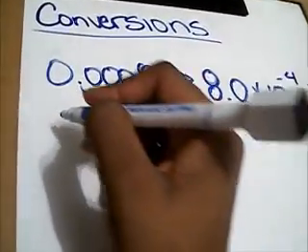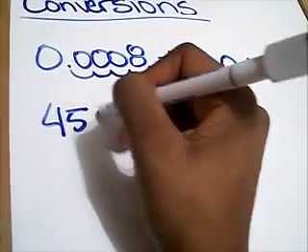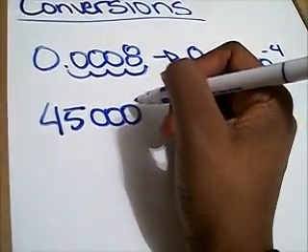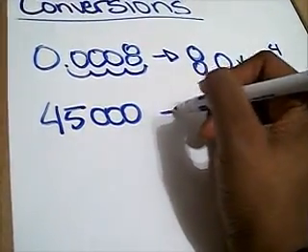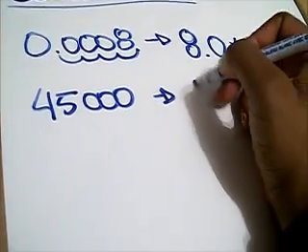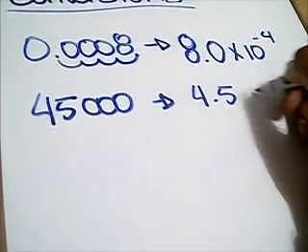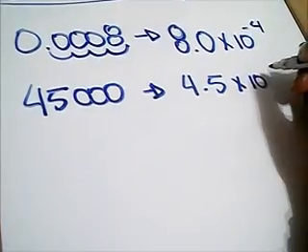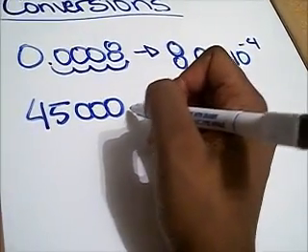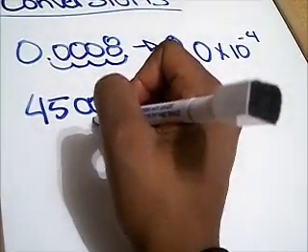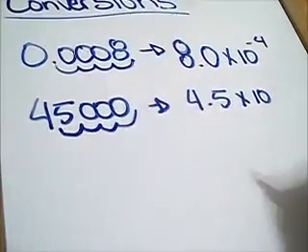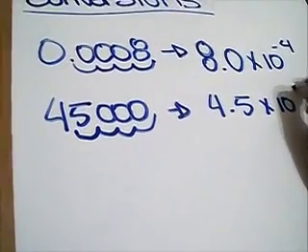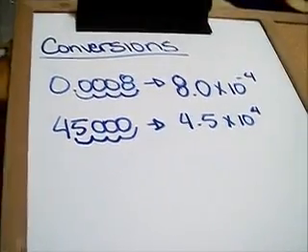Here's another example. 45,000. Change it into scientific notation. 4.5 times 10. And since we're moving the decimal to the left, 1, 2, 3, 4, it's going to be a power of 4, positive 4.